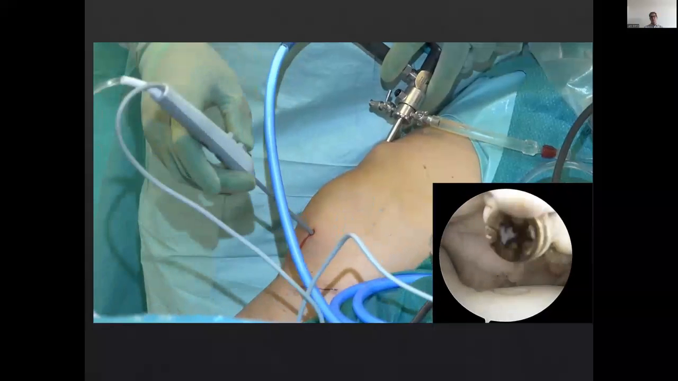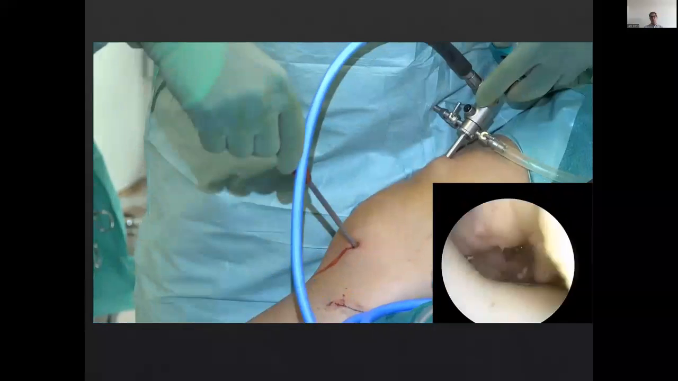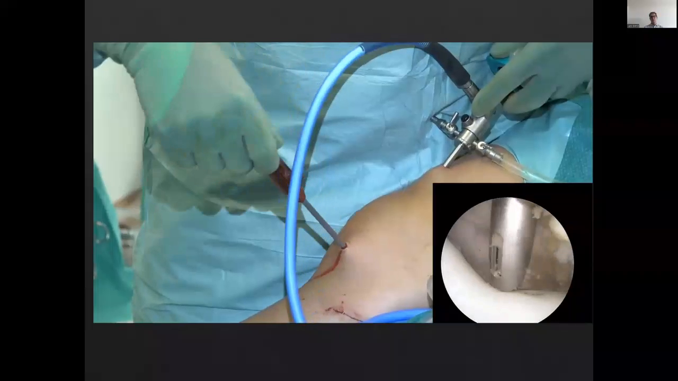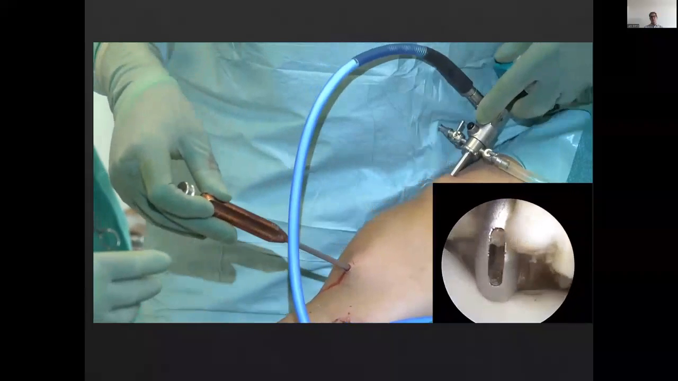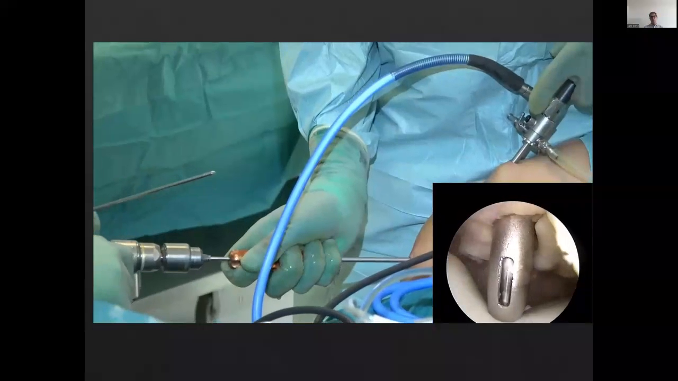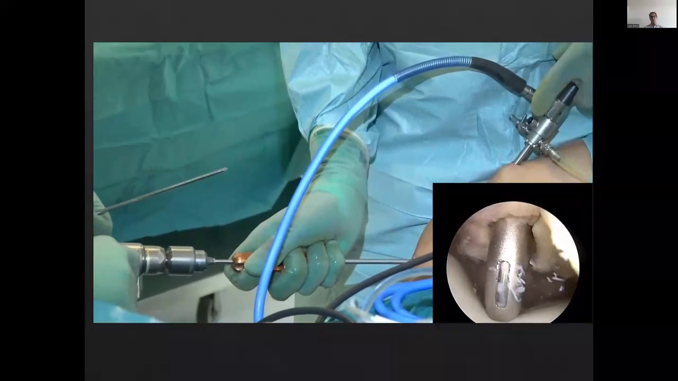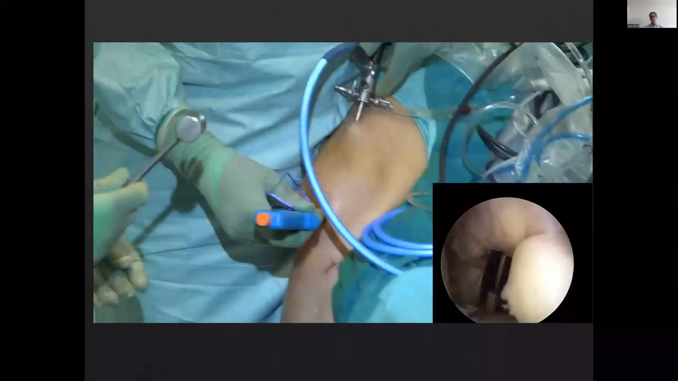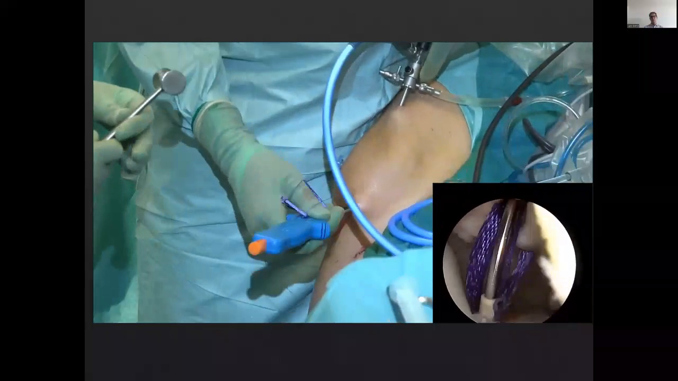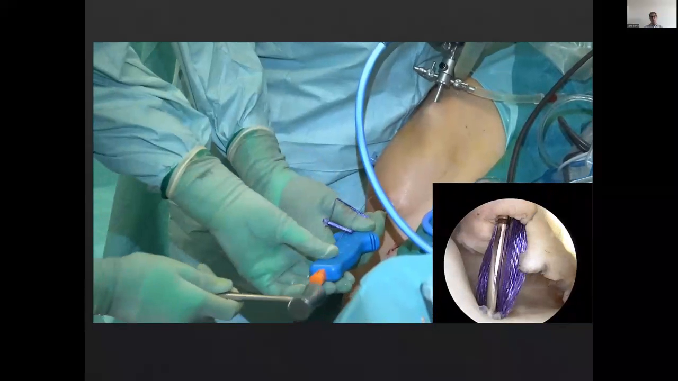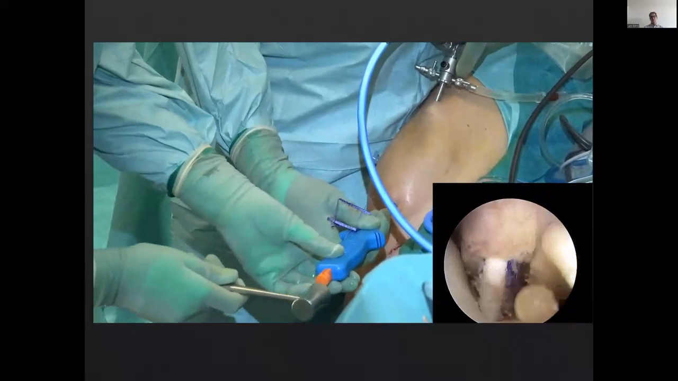For the reinsertion, I use the standard portal, and I place a reabsorbable anchor, a push lock anchor, and it's loaded with Vicryl tape. That means resorbable tape. But now it's not on the market anymore, so I have to use multiple reabsorbable sutures instead.